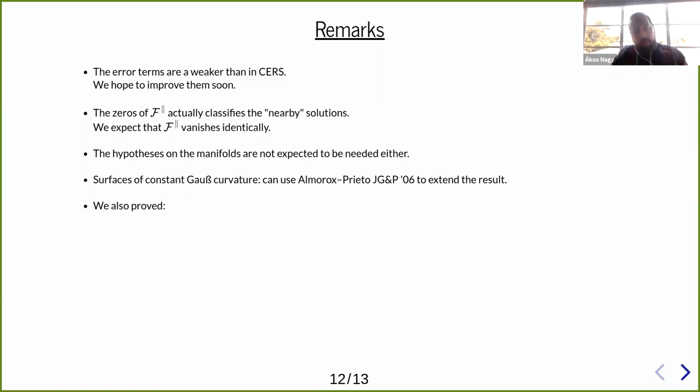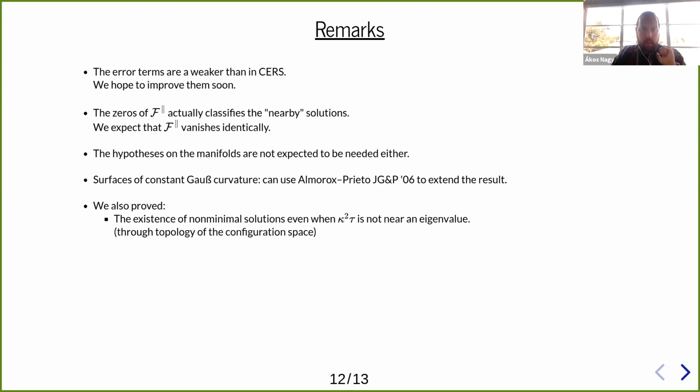What we also proved in the paper, unfortunately, I didn't have time to talk about, is the existence of non-minimal solutions in 2 dimensions, for arbitrary or more generic kappa and tau, not just near an eigenvalue, that use the topology of the configuration space in a way. And we also proved instability of non-vortex solutions. But again, I didn't have time to talk about that too much.